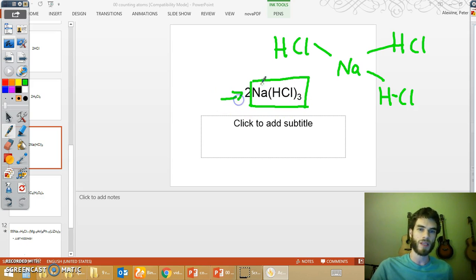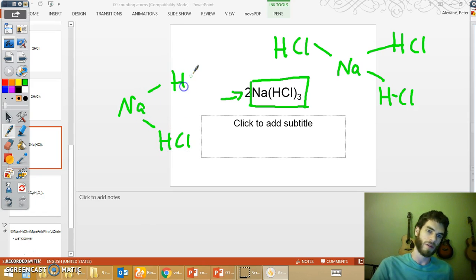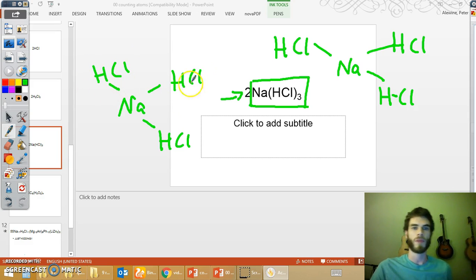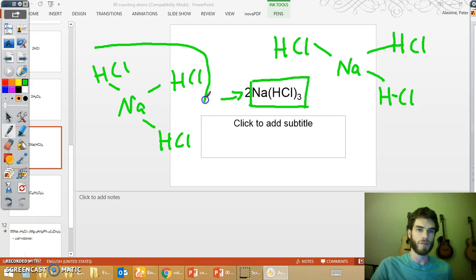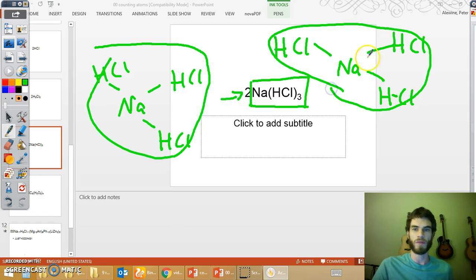This big 2 is saying there are 2 of those. So here's the second one over here. HCl, HCl. See how there are 2 of them? There's this one, and there's this one. 2 of these made-up molecules. All right, that's what this means. What about in terms of how we count it?